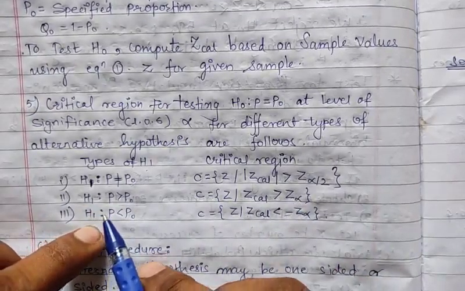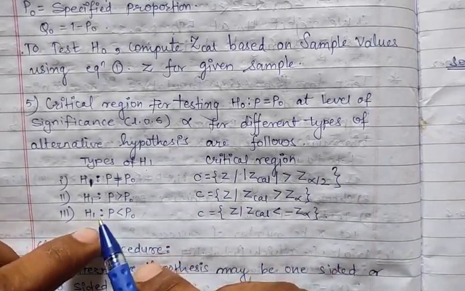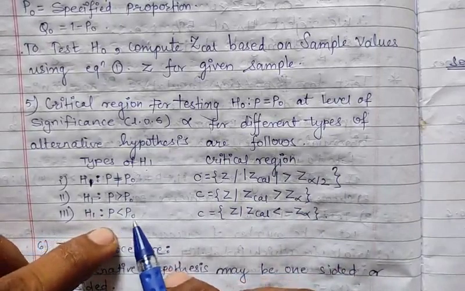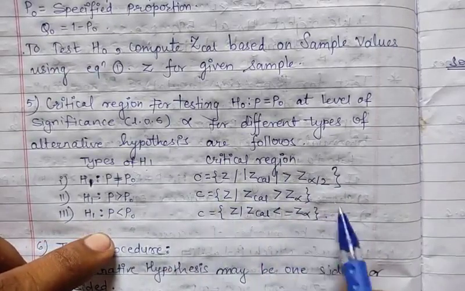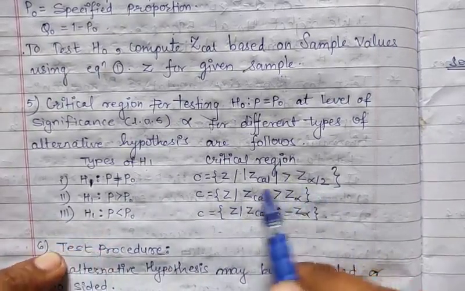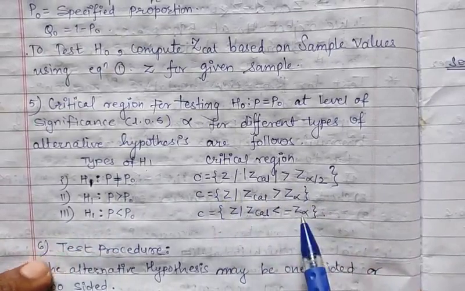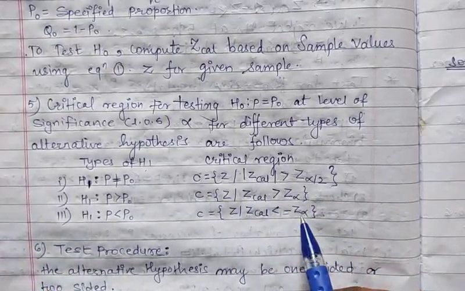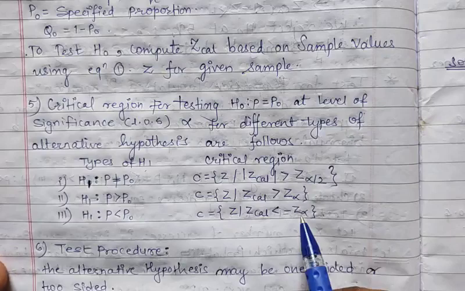H0 is P is equal to P0 versus H1 is P less than P0. So, for that the critical region is Z calculation less than minus Z alpha. If this condition is satisfied, then H0 should be rejected. Otherwise, it will be accepted.